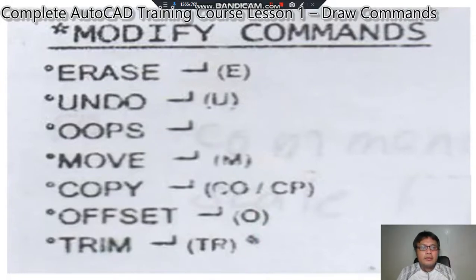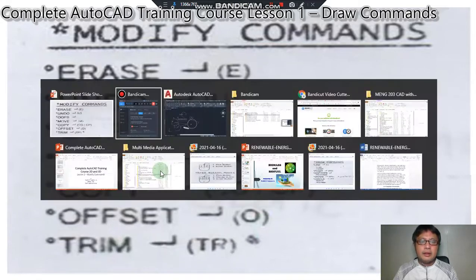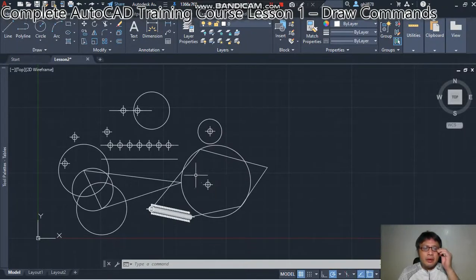So next we have the copy command. We can use CO or CP. To return to our work area, let's say I want to copy this circle.